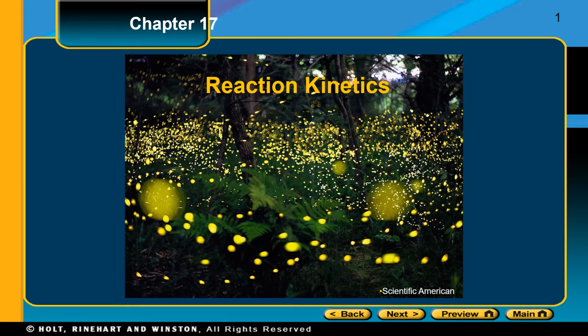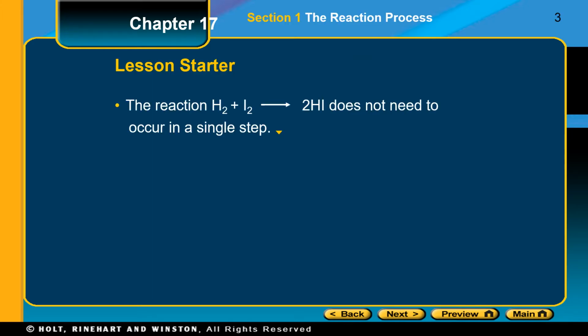Chapter 17, Reaction Kinetics. In this chapter, we're going to be talking about how reactions actually take place. How do atoms and molecules get changed from one substance into another substance? So to begin this, where we're going to learn about the reaction process, let's just take an example and start thinking through this step by step. What's possibly happening down on the atom or molecule level?